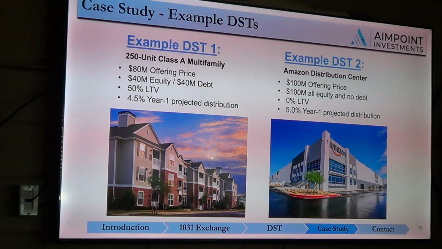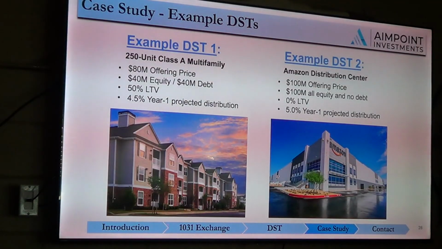In this one, it was acquired for $80 million, but there's $40 million of debt, $40 million of equity that's available. So that's a 50% loan to value on the property. And the sponsor is projecting 4.5% distributions on the equity that you invest. The second example DST is an industrial offering. So this is an Amazon last mile or fulfillment center. In this case, it was acquired for $100 million with all cash. So there's no debt on this. It's projecting a 5% year 1 distribution.